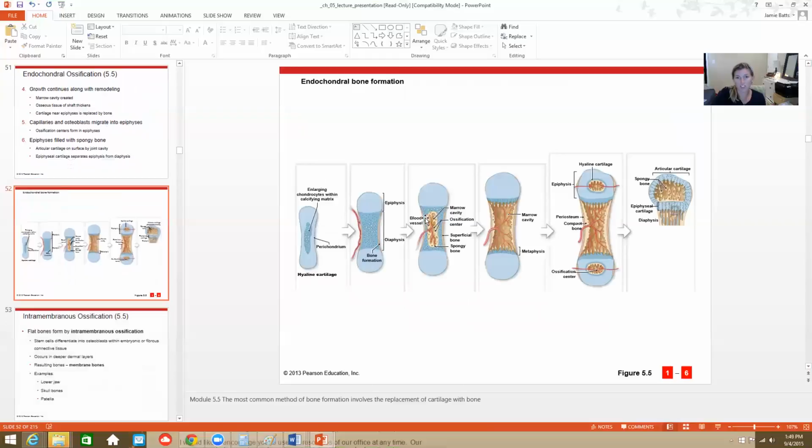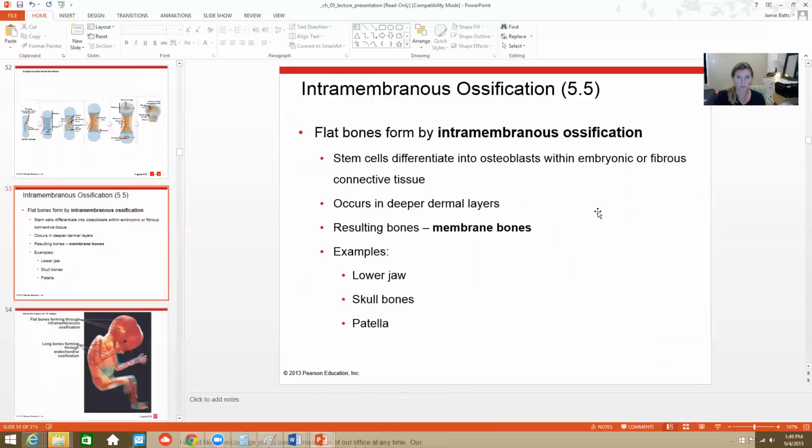Calcification and ossification are two different things. Calcification is when you're laying down the calcium. Ossification is when it's turning into bone. And so that's what's happening here. It's calcifying and ossifying, and that cavity enlarges, and new little growth centers occur on the epiphyses, and then before you know it, bing, bang, boom, you got a long bone. That happens mostly during embryonic development.